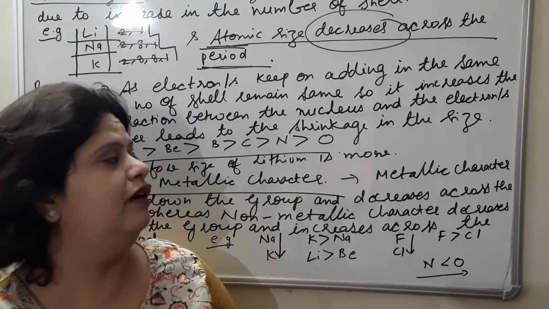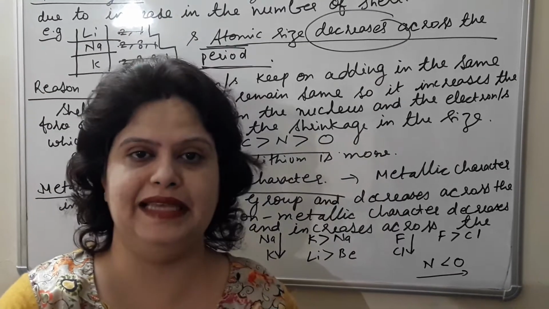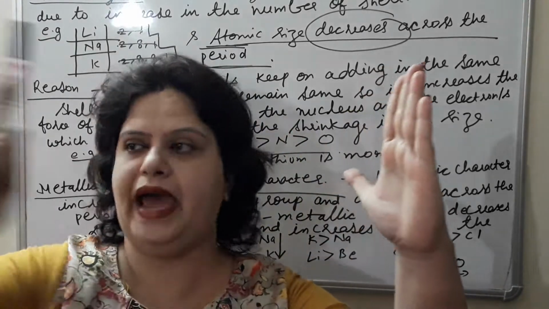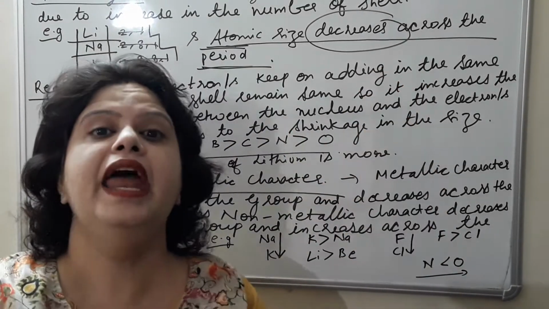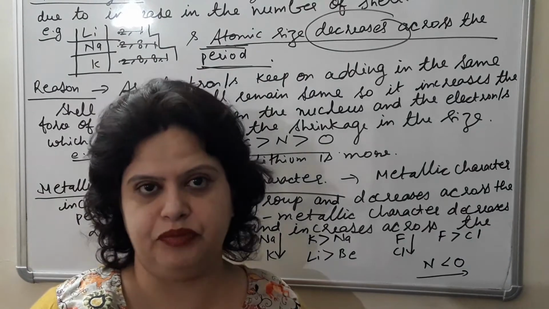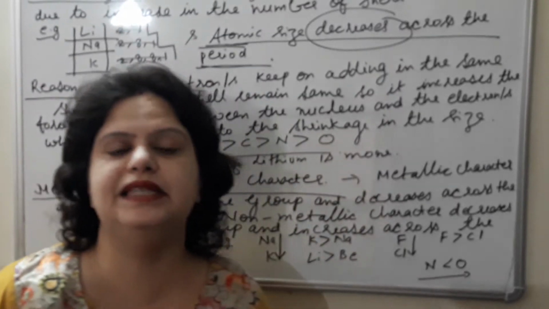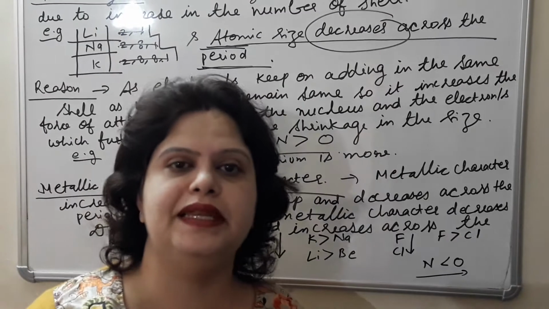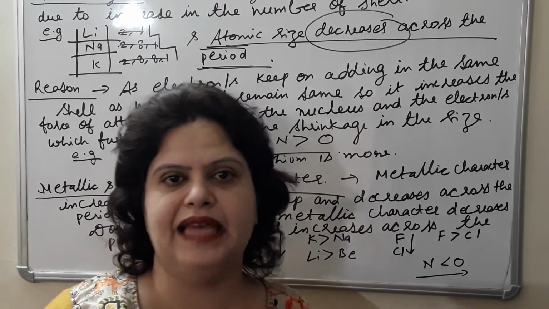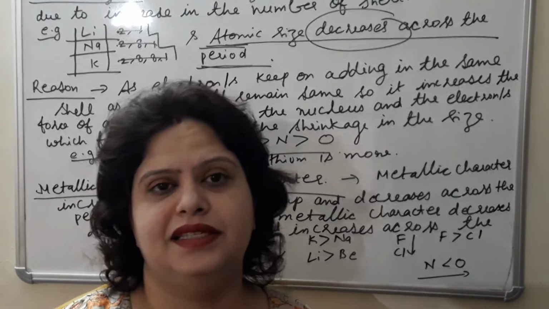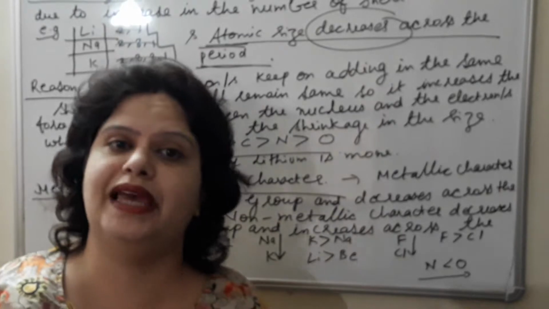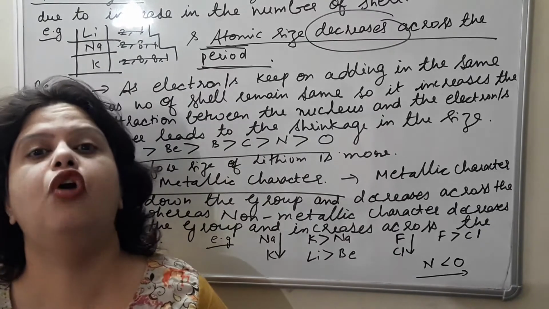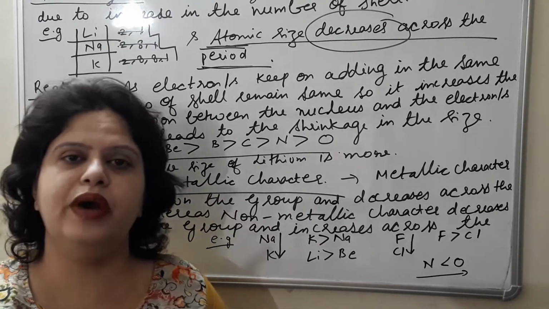So as I have already written, as we move from left to right in the modern periodic table, the number of shells will remain the same. So the question here arises: if the number of shells remains the same, how can we say that atomic size decreases? The answer should be that atomic size should remain the same, but it is not like that. I think you are getting my point.